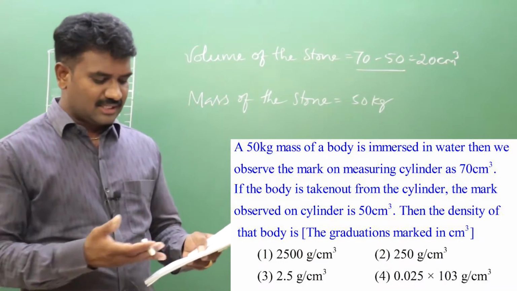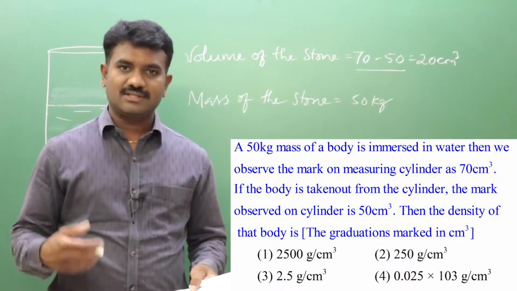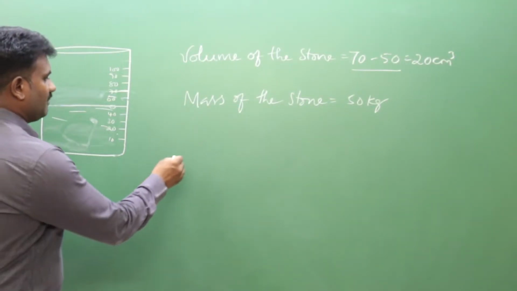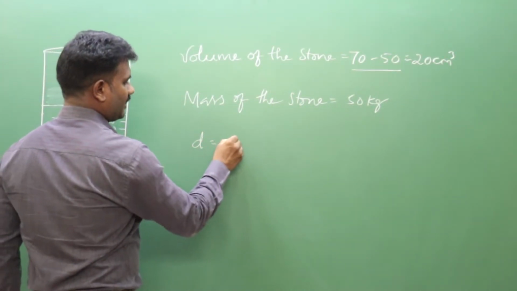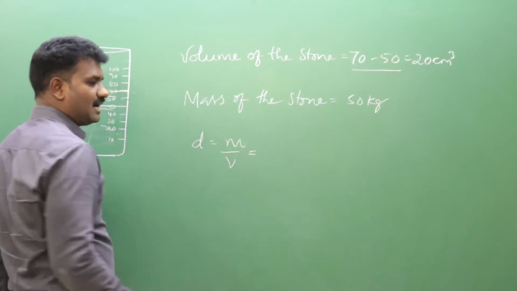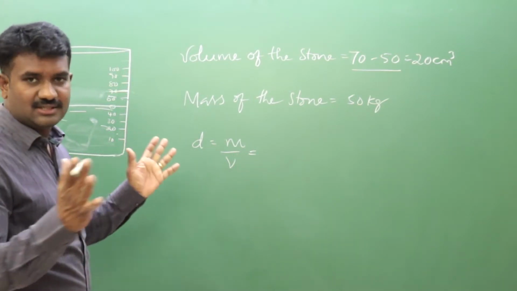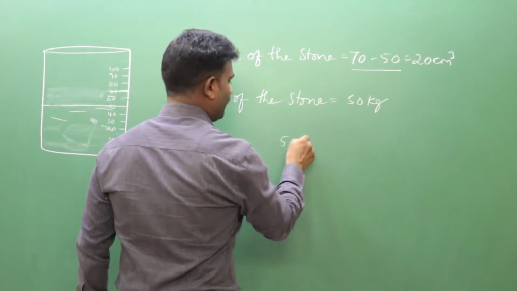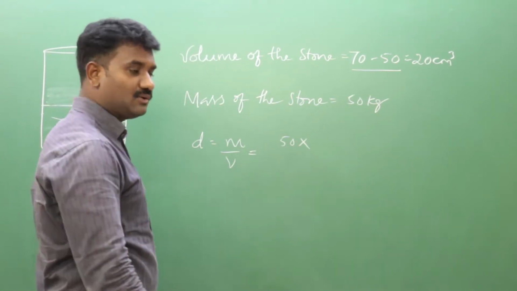Now the question is, what is the density of the body? The answers are given in CGS system. You need to solve the problem in CGS system only. So as before, our density formula D is equal to mass by volume. As the options are in CGS system, let us solve this problem in CGS system. Mass 50 kg means 50 into kilogram. How many grams? 1000 grams.